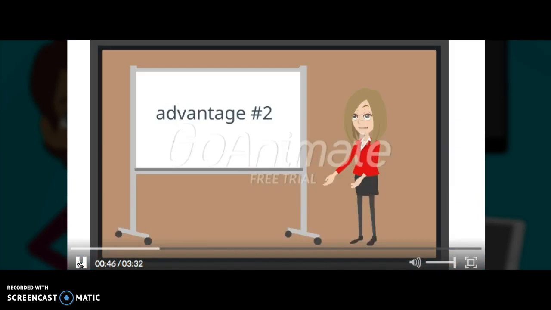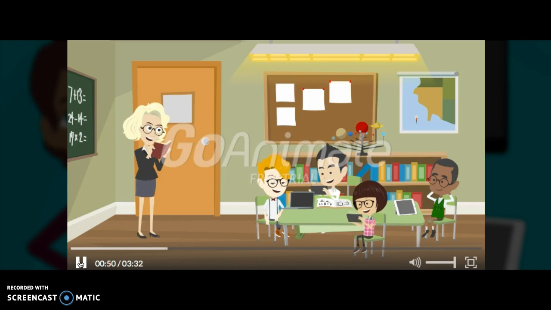Advantage number 2. BYOD also allows more opportunities for personalized learning where students can excel and learn at their own pace. Using their own devices allows learning in a comfortable method. Here we see students learning in class with their own devices. The devices are all different and cater to the individual student because it's their own.